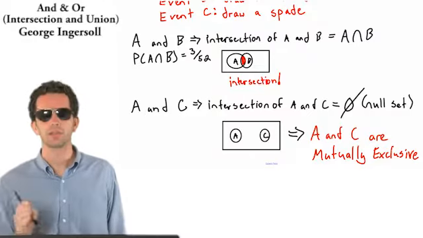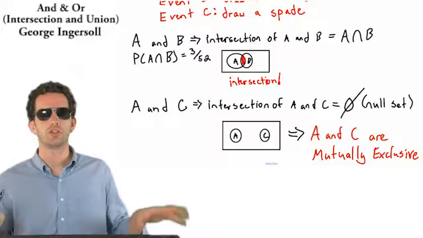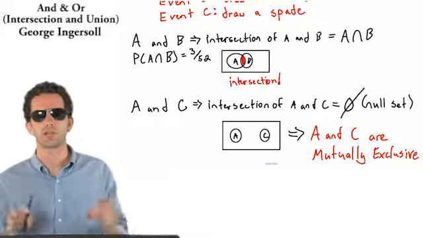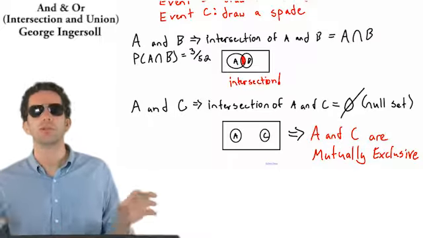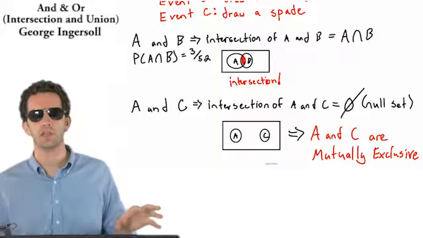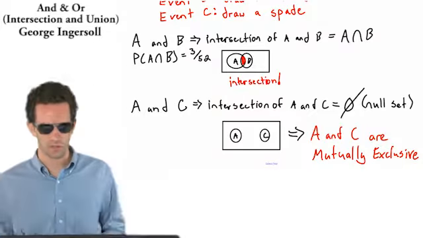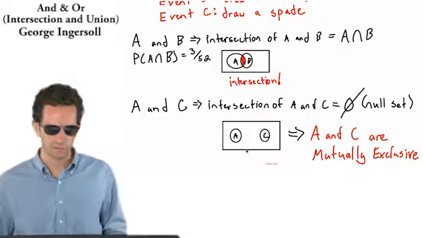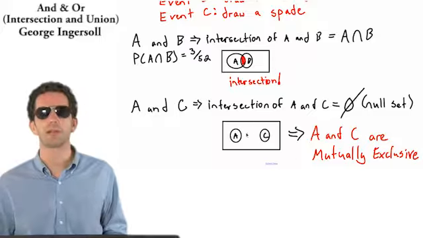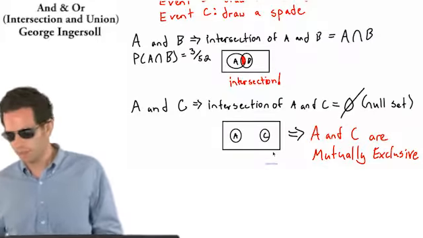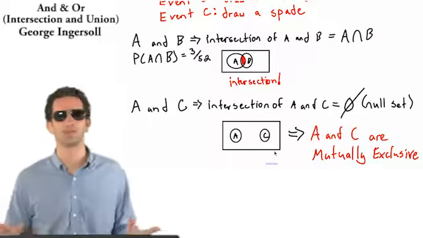And that means that the intersection of A and B don't intersect. There is no intersection between A and C. That means they are mutually exclusive, and the graphical representation looks like this. No overlap, mutually exclusive.